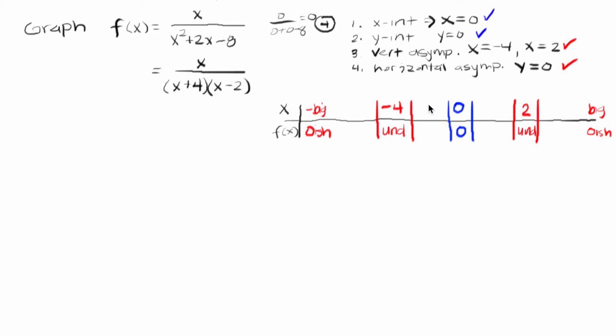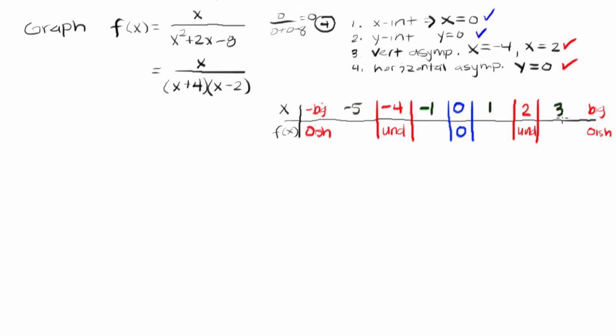So I'm going to pick a number between 0 and -4, for example -1. Then I'm going to pick a number between 0 and 2. 1 would be a good number. And then I want to pick something after 2. I want to make sure that I have something between every single marker, the markers being the asymptotes. Over here I'll probably pick 3, and over here I'll probably pick -5. That should give me enough information on how to graph this thing.